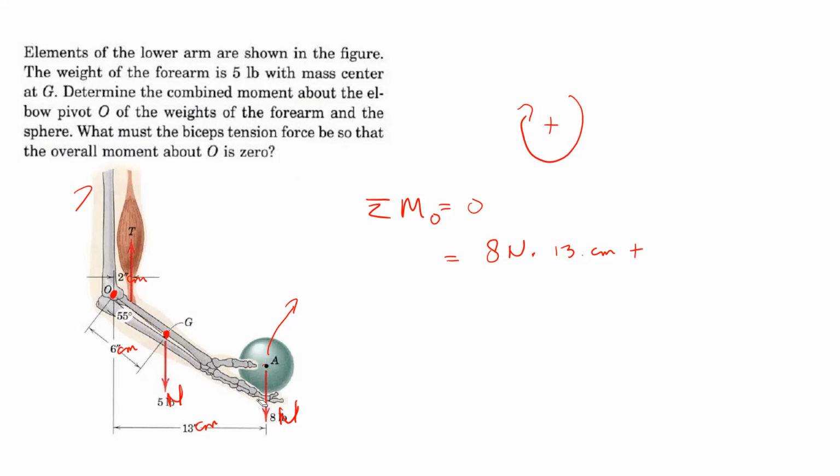Momen selanjutnya yang bekerja, di mana? Di G ya? Di G. Ya, di G. Besar gayanya berapa? At G, what is the magnitude of the force? Supposed to be 5, right? Yes. 5 Newton. And what is the perpendicular distance? Raka, jarak tegak lurusnya berapa Raka? Seperti harus dicari dulu ya Pak.